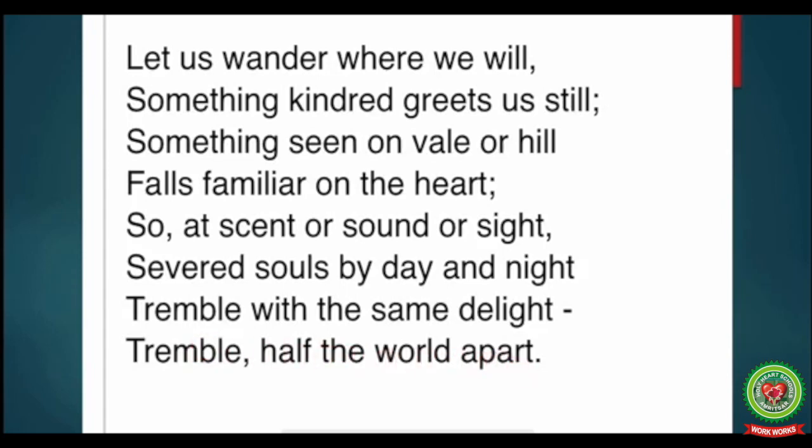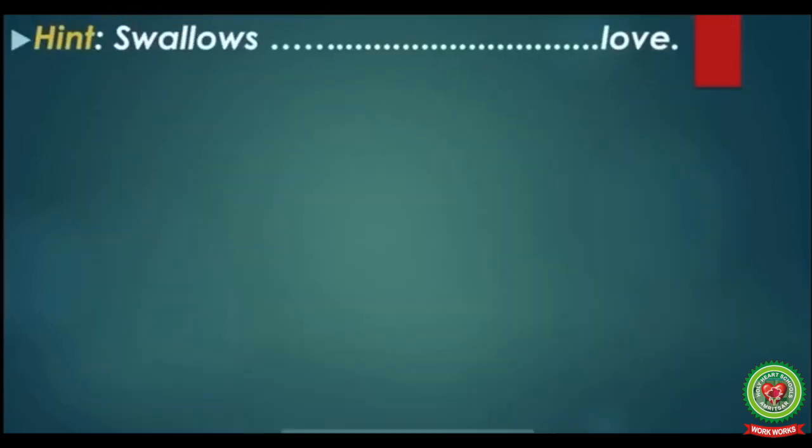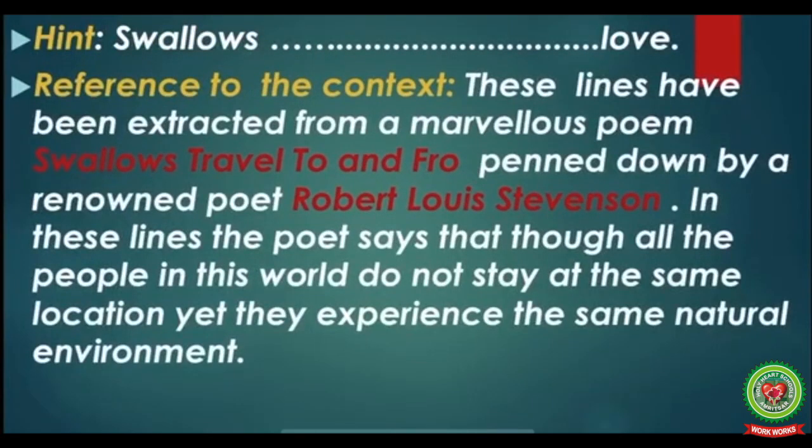Now students, how do we write reference to the context? First of all, we have to mention the hint. In hint, you have to write down the first word of the stanza and the last word of the stanza. So, in stanza 1, the first word is swallows and the last word is love. After this, we have to write reference to the context. In reference to the context, we have to mention the name of the poem and the name of the poet. And then you have to mention what the poet wants to convey.